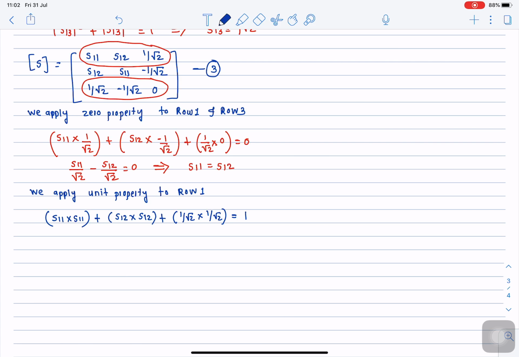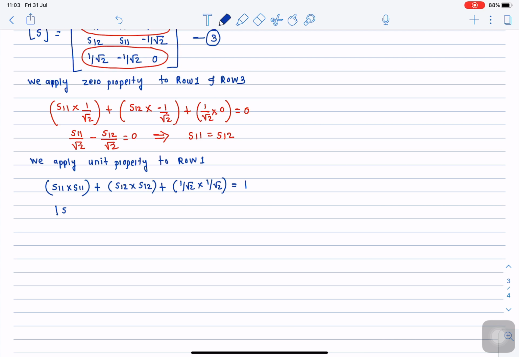Okay, so here what we will get, S12 square, sorry, S11 square, right? So this gives mod S11 squared. The second term I will get mod S12 squared. The third term that I will get 1 by 2 is equal to 1. Now from here we know that S12 is nothing but S11. So here I will replace mod S11 squared. Now S12 I will replace with S11 from this relation, plus 1 by 2 is equal to 1.